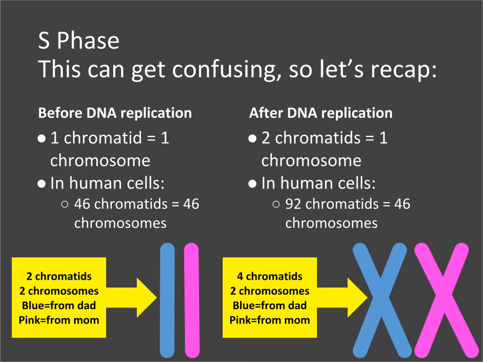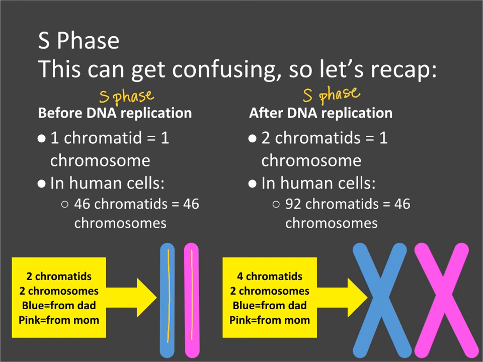All right, so this can get confusing, so let's do a quick recap. Remember that before DNA replication, so before the S phase, each chromosome is only made up of one chromatid. So you get one chromosome from your dad and one from your mom. And so in a human cell, you would see 46 chromosomes, and each chromosome would just be called a single chromatid. After DNA replication, so after the S phase, these linear chromosomes start to look like an X.